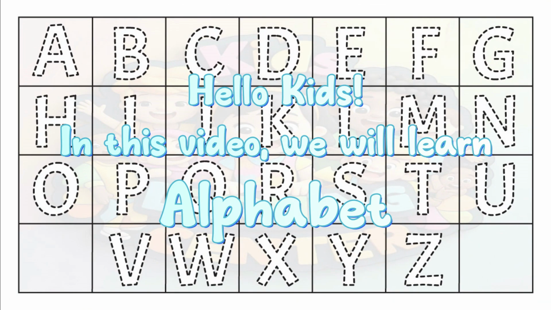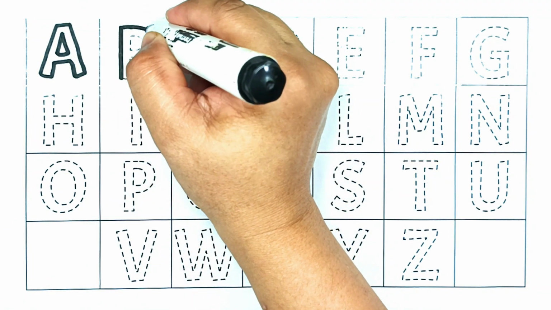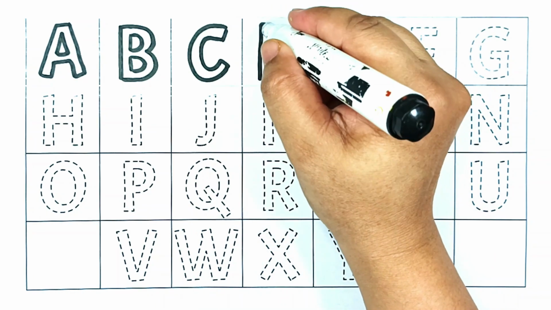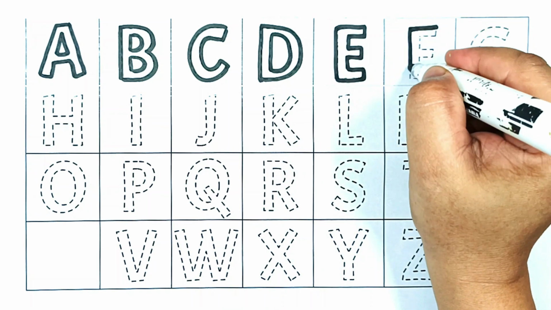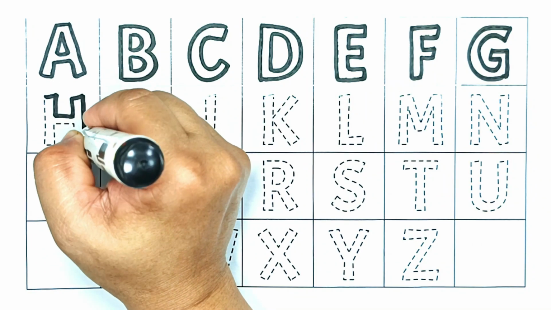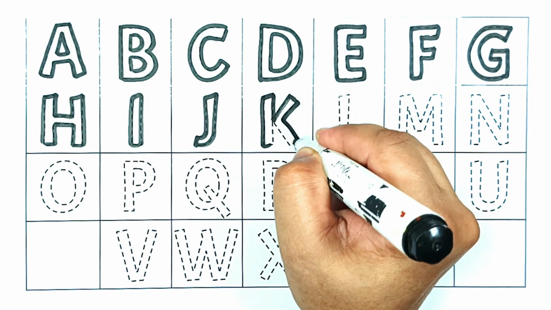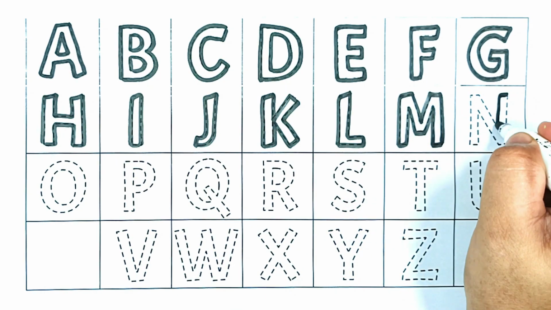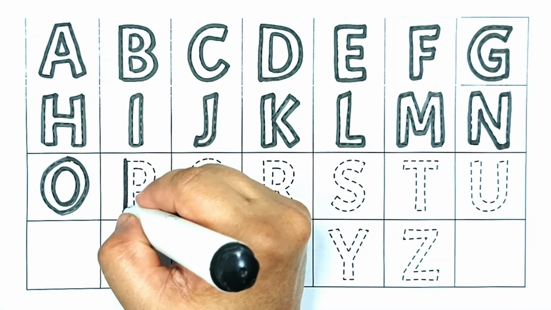Hello kids. In this video, we will learn alphabet. A, B, C, D, E, F, G, H, I, J, K, L, M, N, O, P.